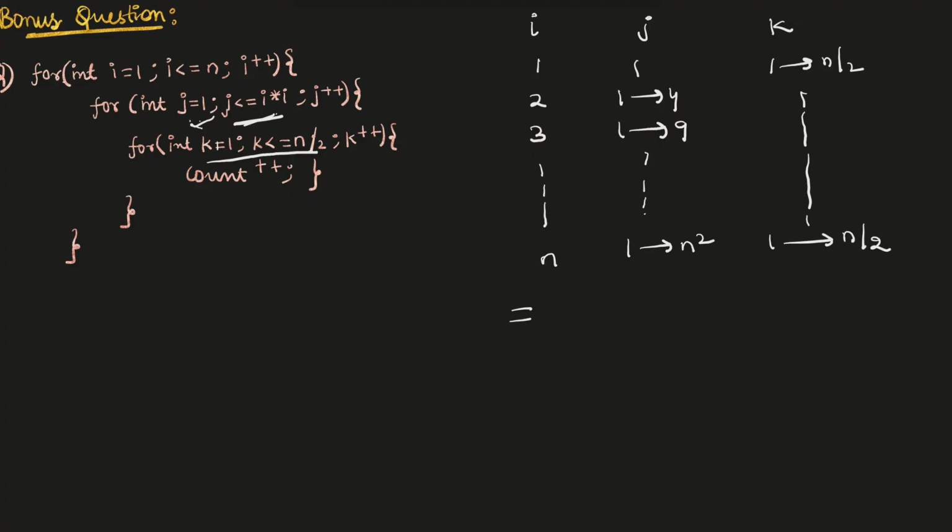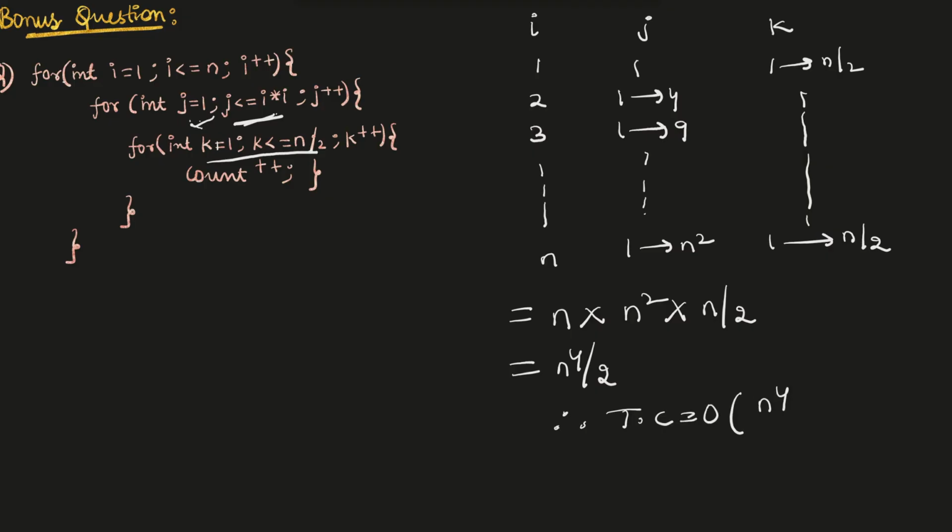So at last, the value of I runs n times, the value of j runs n square times, the value of k runs n by 2 times. That is equal to n power 4 upon 2. Therefore, time complexity becomes order of n power 4.